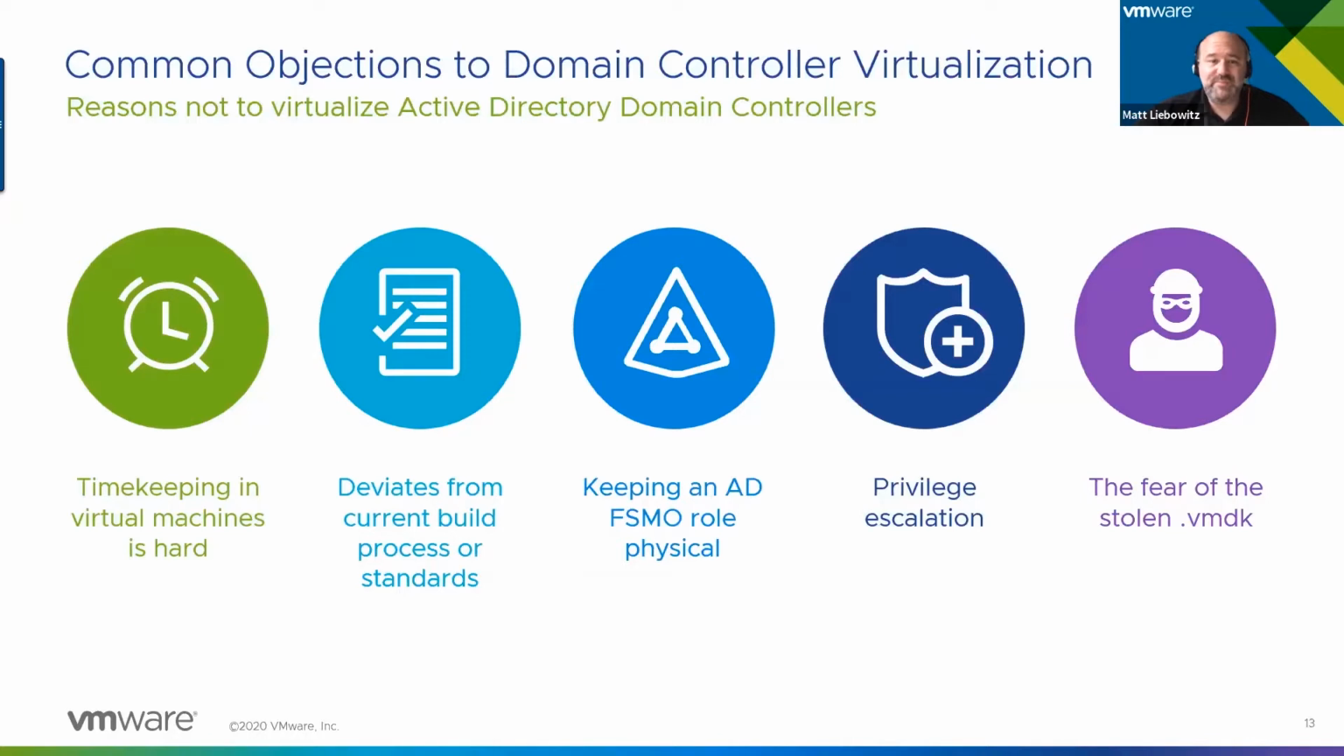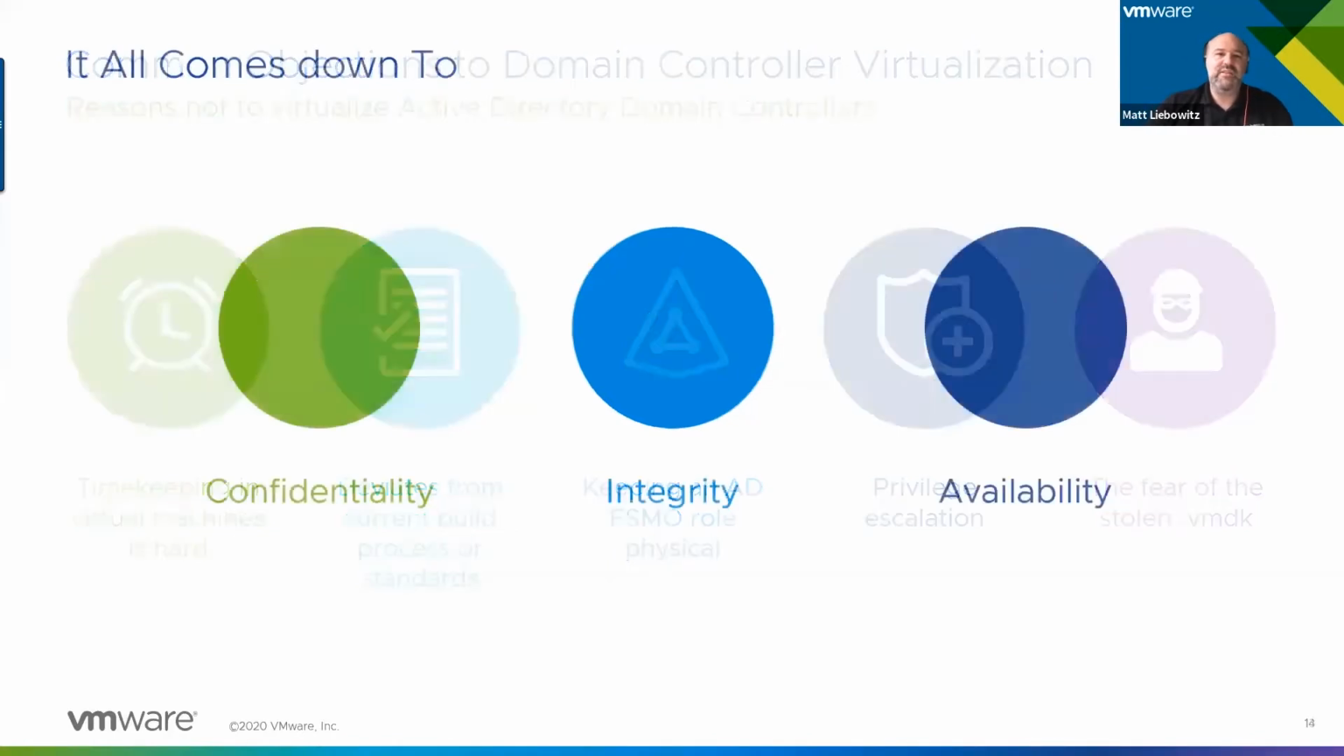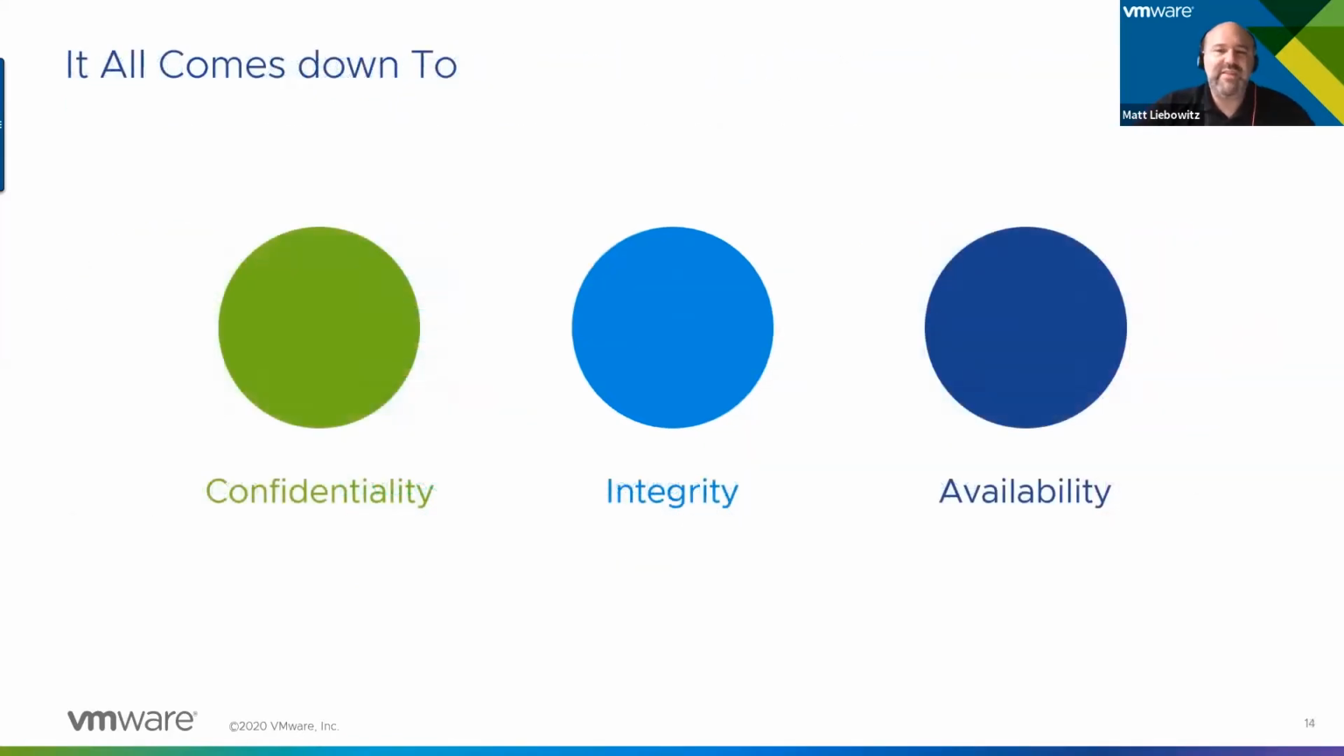Privilege escalation, sit tight, we're going to talk about this. This is making sure that vSphere admins and domain admins do not overlap. And then last but not least, the fear of the stolen VMDK, we've got an answer for this one too. This is when a rogue administrator steals a VMDK and then they have your database. So how we're going to organize this talk is it's really going to come down to Active Directory confidentiality, the integrity of your database, and availability of directory services.